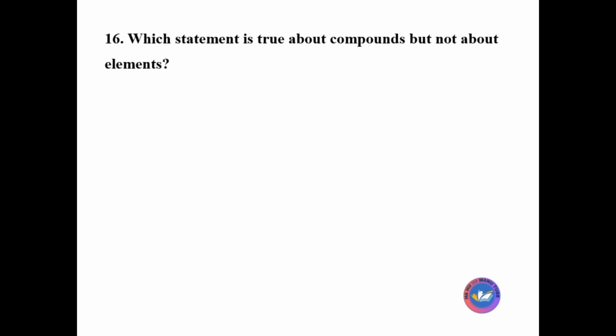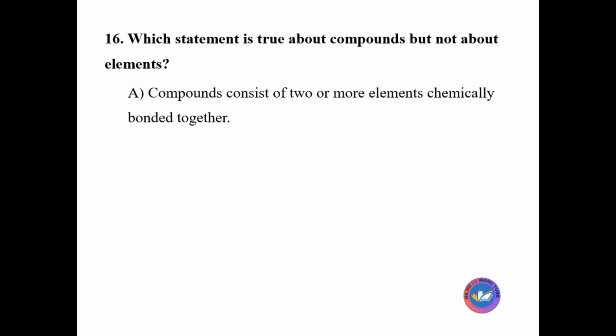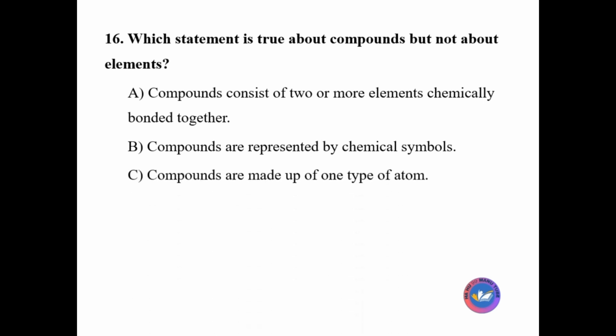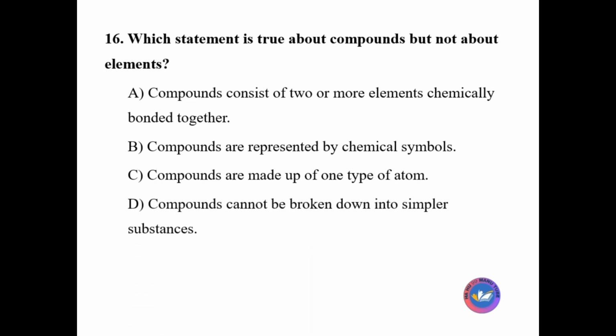Question number 16. Which statement is true about compounds but not about elements? A. Compounds consist of two or more elements chemically bonded together. B. Compounds are represented by chemical symbols. C. Compounds are made up of one type of atom. D. Compounds cannot be broken down into simpler substances. The answer will be compounds consist of two or more elements chemically bonded together.